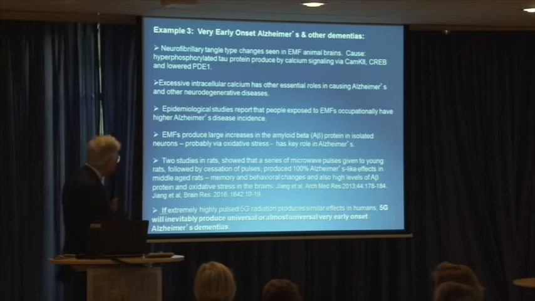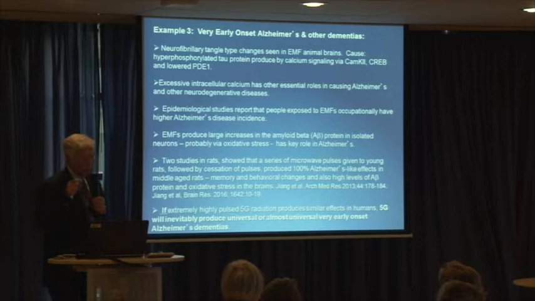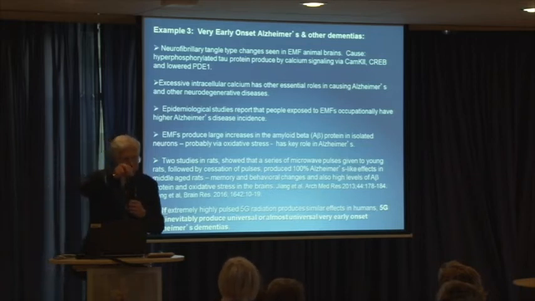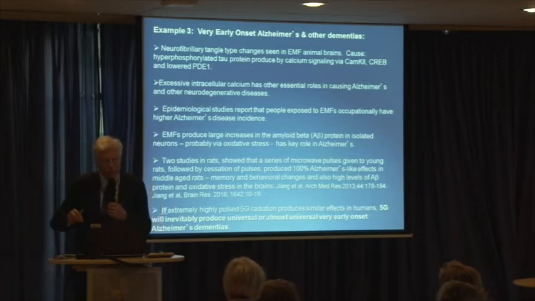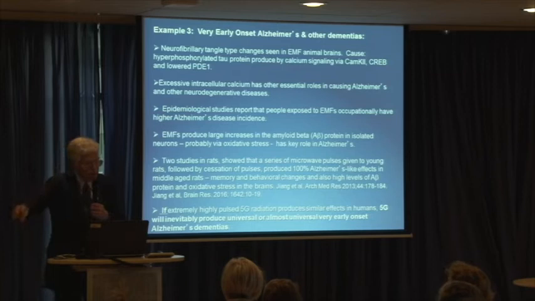and what I'm going to focus on are these two studies in rats. What do we have? Those studies in rats show that the only thing you need to do to convert a perfectly normal rat into a very early onset Alzheimer's rat, and I'll tell you what I mean by very early in a minute, is to give them a series of EMF pulses. You can get essentially 100% conversion to very early onset Alzheimer's rat. Just give them a series of EMF pulses. That's all you need to do.